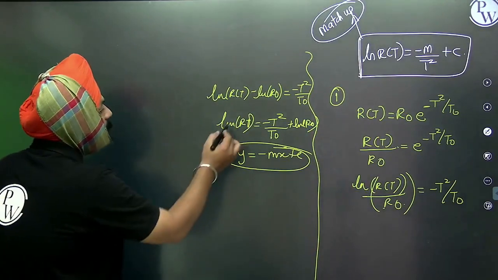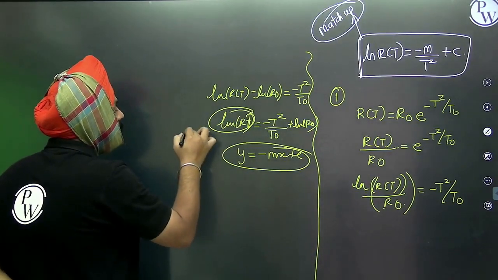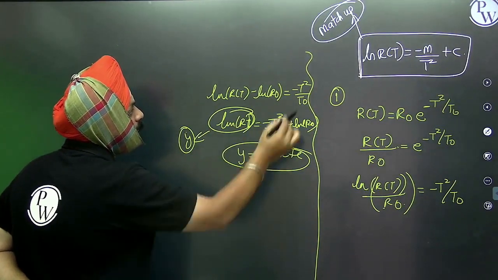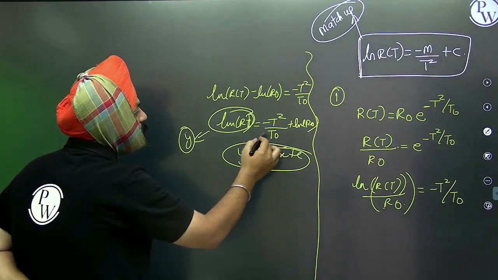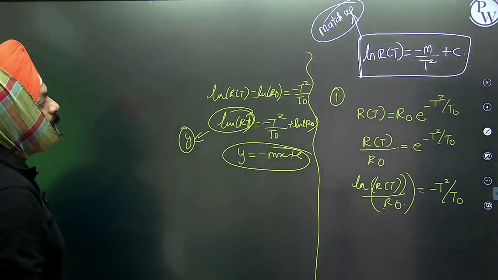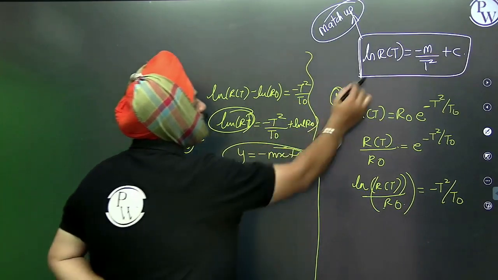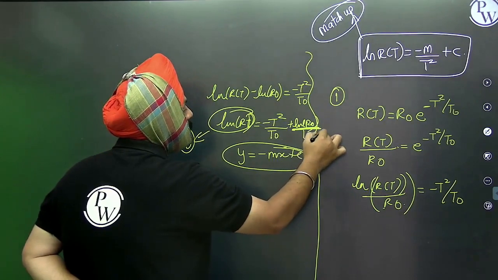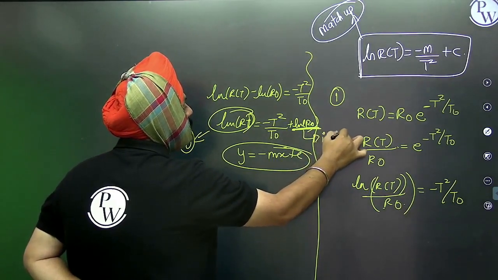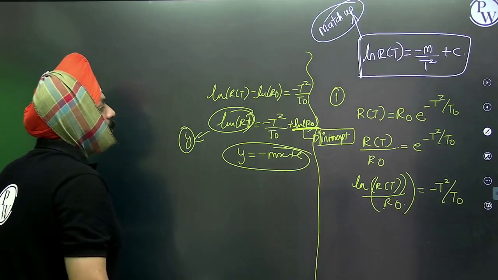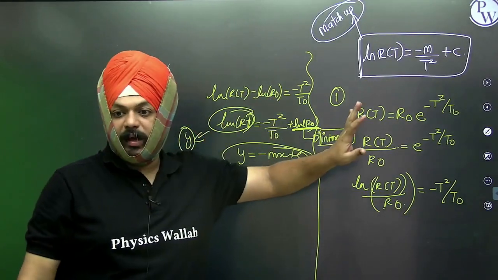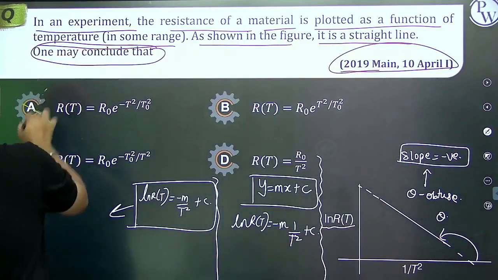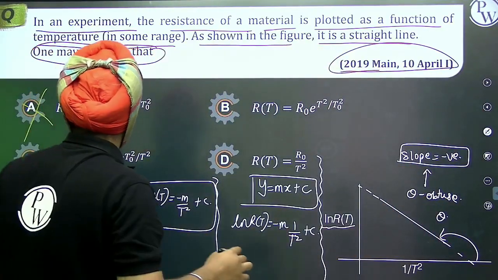You can see this is the quantity on the y axis, and the negative sign is of the slope, 1 by t0. Actually it should be 1 by t square if you want to match this equation. And ln of r0 is the intercept. So the first equation is not matching up, so this is not the correct answer according to the trial and error method.